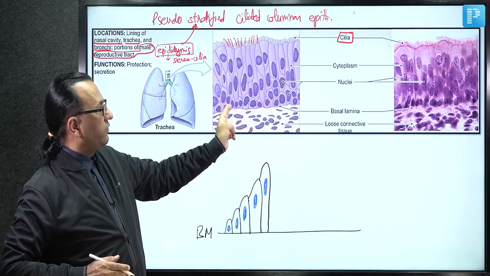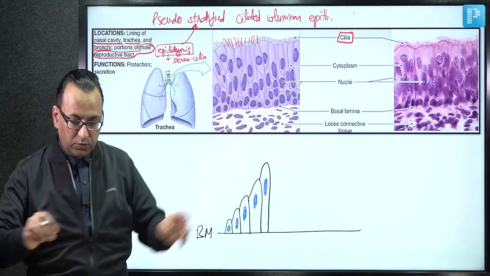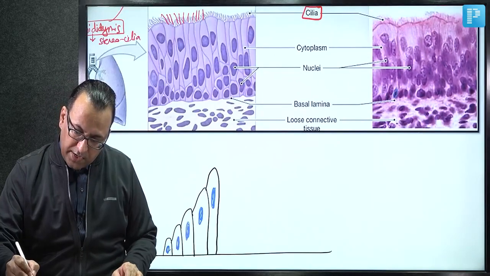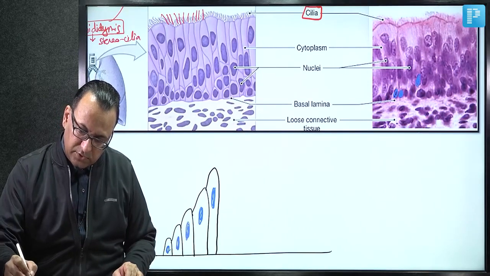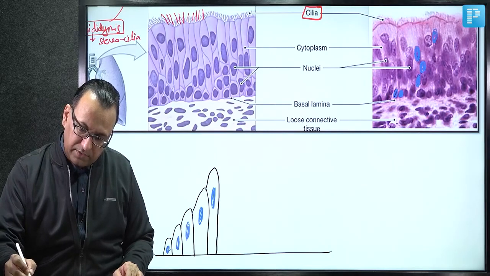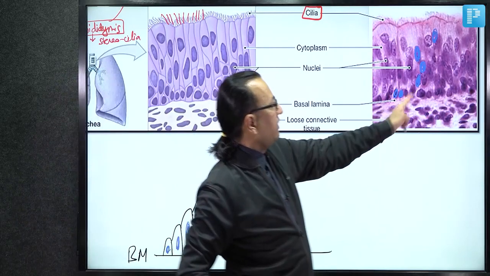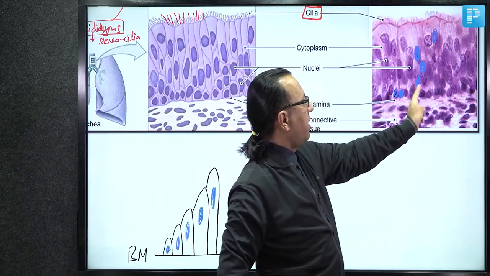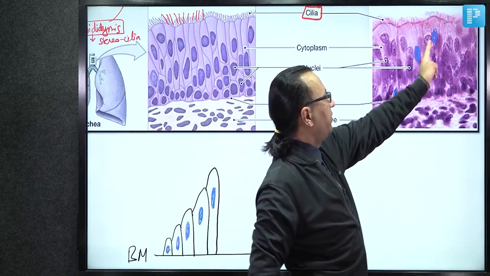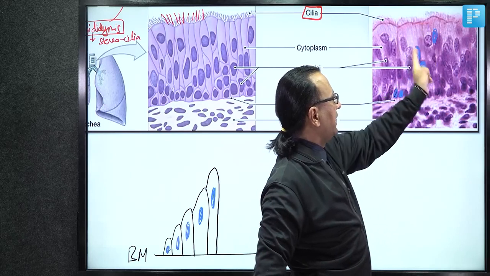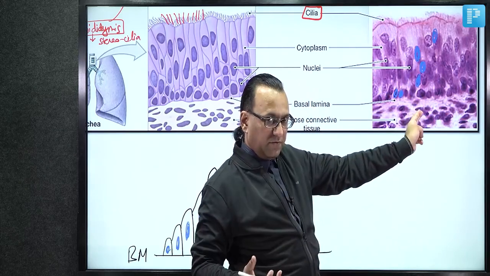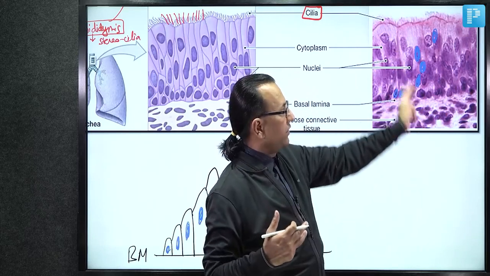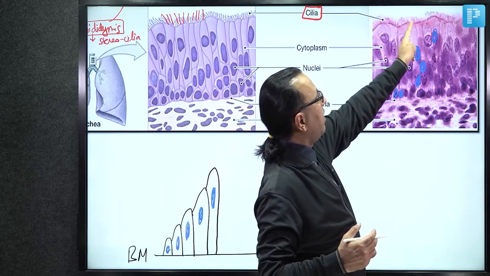As you notice here, we can magnify this diagram. You find the nuclei are at various levels: towards the base, in the middle, slightly higher, and reaching almost towards the apical level. So this multiple level of nuclei gives us the wrong appearance, the pseudo appearance of being stratified, but each cell is attached to the basement membrane, so it cannot qualify as stratified. It is pseudostratified ciliated columnar epithelium.